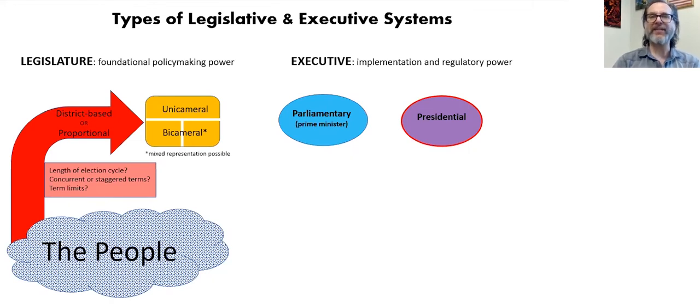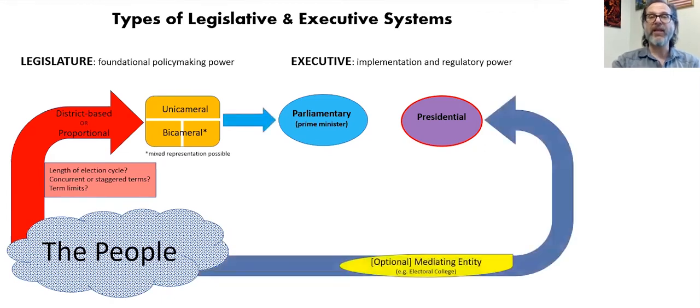There are two basic types of executive systems. There's the parliamentary system, where the chief executive is a prime minister. And there's the presidential system, where the chief executive is a president. That's where the name comes from. Now, what's the difference in how these systems work? It's really fundamentally about who chooses the chief executive. For the parliamentary system, the chief executive is chosen by the legislature.